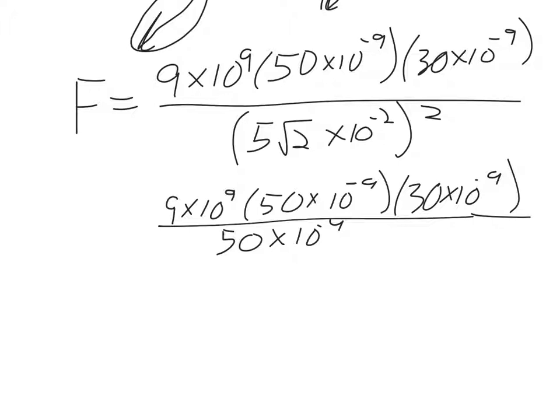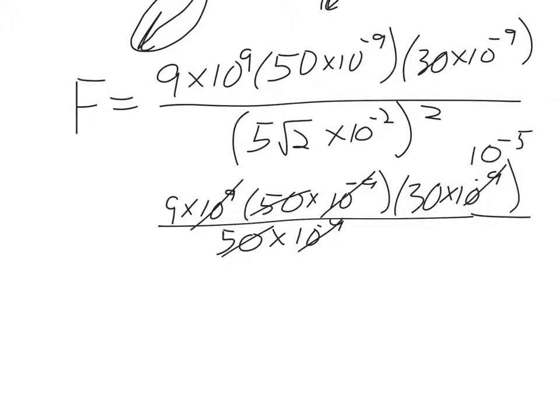So look what that did by not having to multiply that out. I have a 50 that's going to cancel. I have a 10 to the minus 9 that's going to cancel. I have a 10 to the minus 9 here and a 10 to the minus 4 here, which is left over 10 to the minus 5.